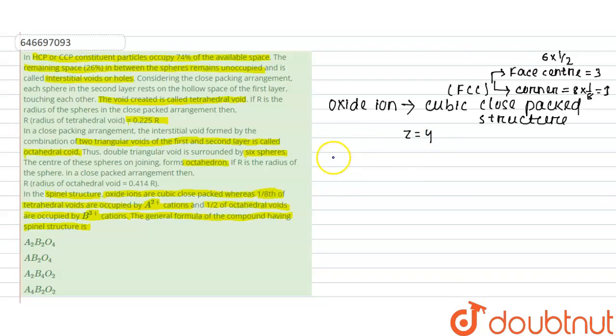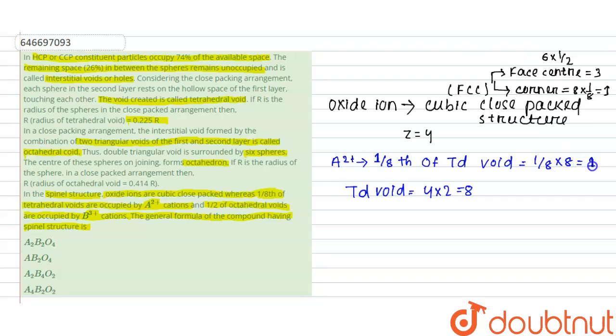Now we can calculate the A2+ cation. So A2+ cation occupies 1/8 of tetrahedral void. And we know that tetrahedral voids are 2 times the Z value of the oxide ion. So it will become 4 into 2, that is 8. So if you put these values, then 1/8 into 8, it will be 1. So for A2+, the atoms per unit cell is 1.